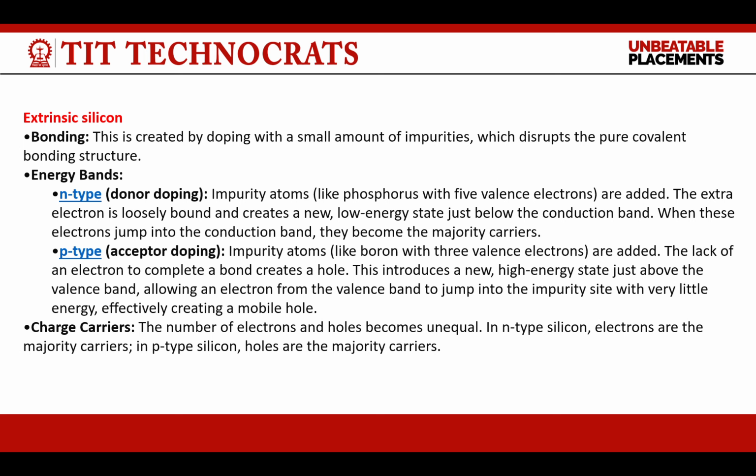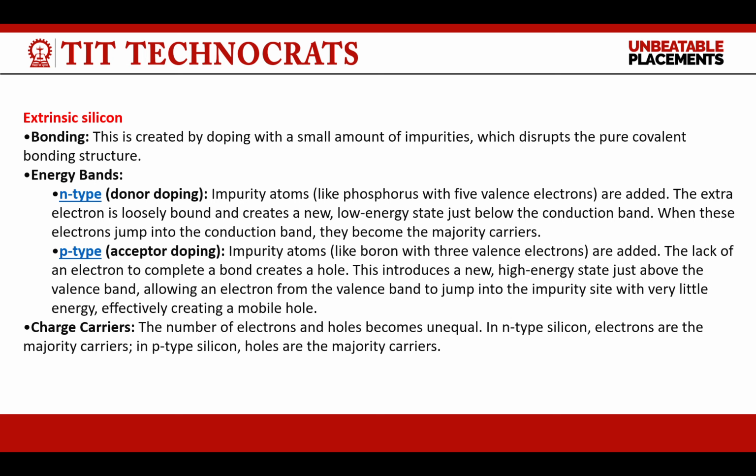Extrinsic silicon we can define as follows. This is created by doping with a small amount of impurities, which disrupts the pure covalent bonding structure, and the energy band is N-type, that is donor doping. Impurity atoms like phosphorus with 5 valence electrons are added. The extra electron is loosely bound and creates a new low energy state just below the conduction band. When these electrons jump into the conduction band, they become the majority carriers.